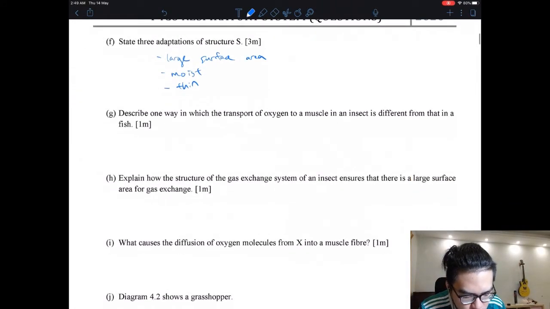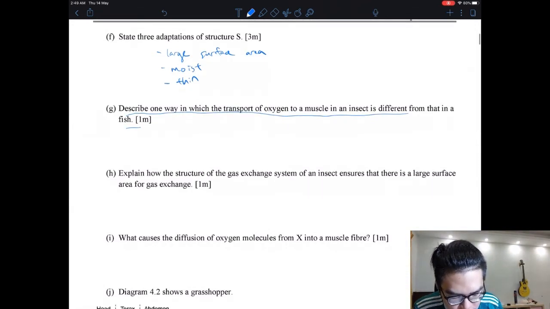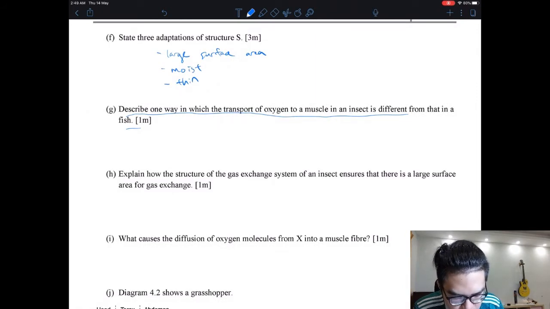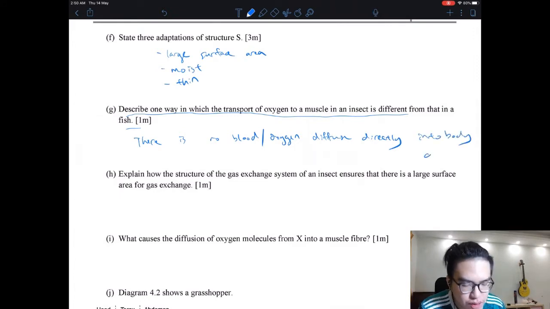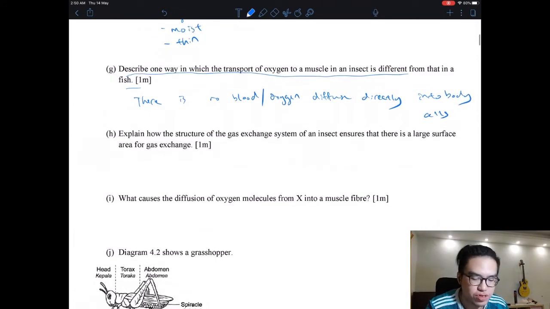Describe one way in which the transport of oxygen to a muscle is different from that in a fish. So for an insect, you can say there is no blood, oxygen diffuses directly into body cells, whereas fish has blood. You can finish the sentence.